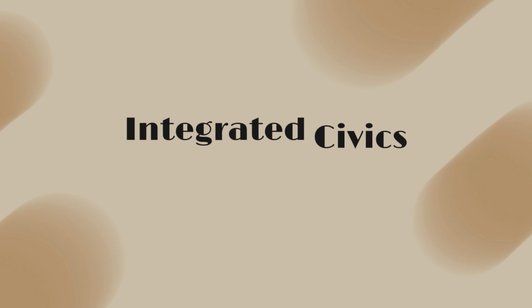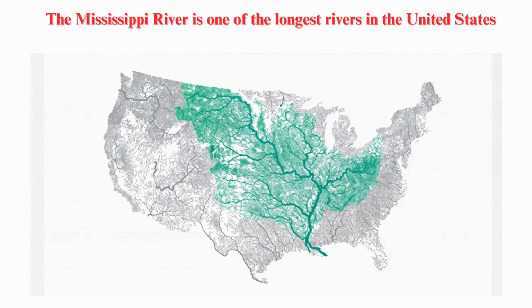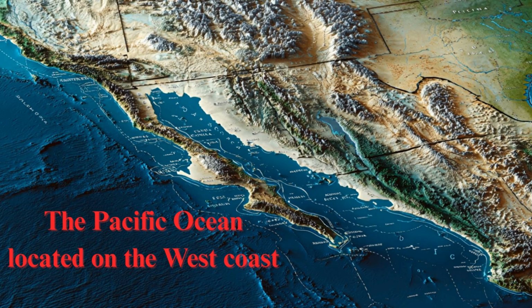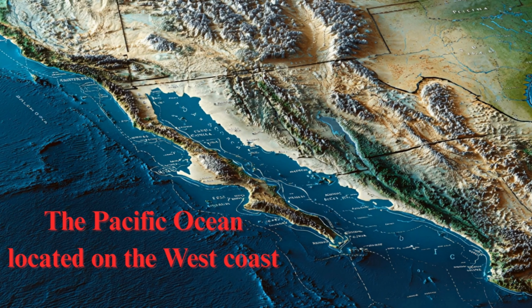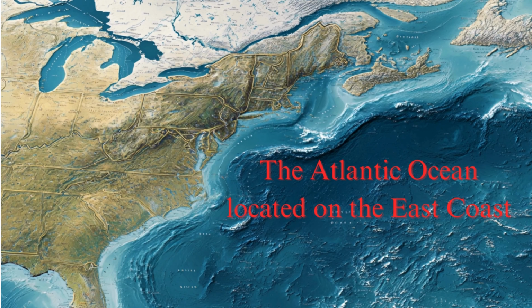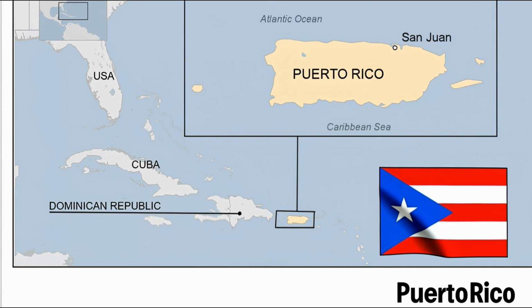When you study the geography explored in civics, you will find that one of the 2 longest rivers in the United States is the Mississippi River. In the West Coast, the Pacific Ocean is located, and in the East Coast, the Atlantic Ocean is there. The United States has 5 territories. Puerto Rico is one of them.